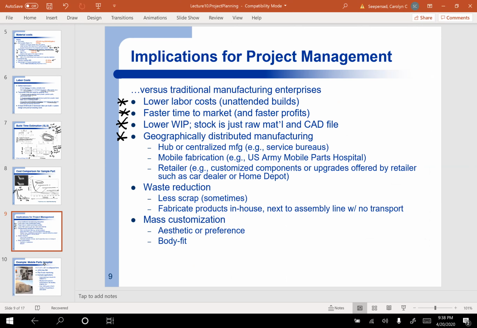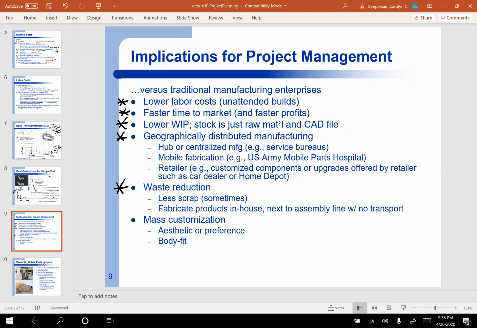You can also do mobile fabrication. I'll show you a picture of a U.S. Army parts hospital soon. You could even put them at retailers like Home Depot, those sorts of places where they would build parts for you. Waste reduction: in some cases that's true. We can have less scrap. In other cases it may not be. Injection molding, for example, is a reasonably efficient process with 95+% utilization rate of the plastic pellets that go in, very small scrap rates if the process is running well. Whereas for FDM, you're going to have a lot of support material most likely that you'll have to throw away.